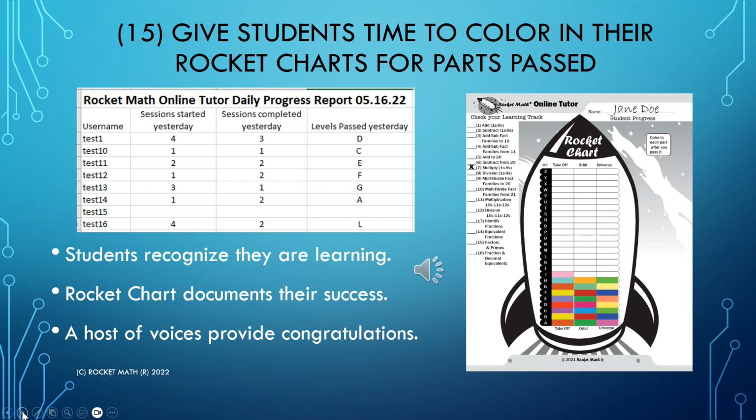Number 15 is to be sure to give students time before starting their session to color in their rocket chart for the parts they have passed. You'll know who should be doing this by the daily progress report.